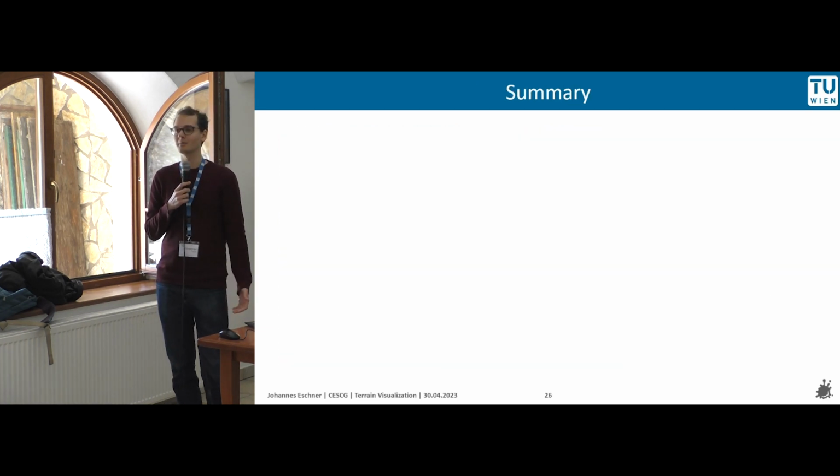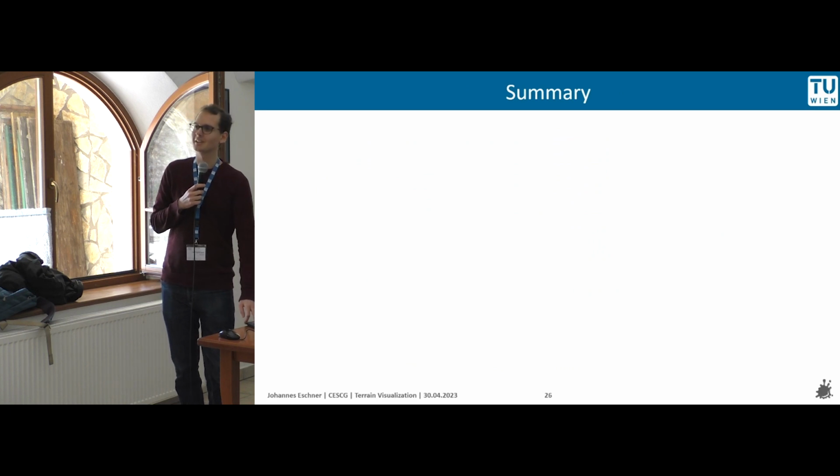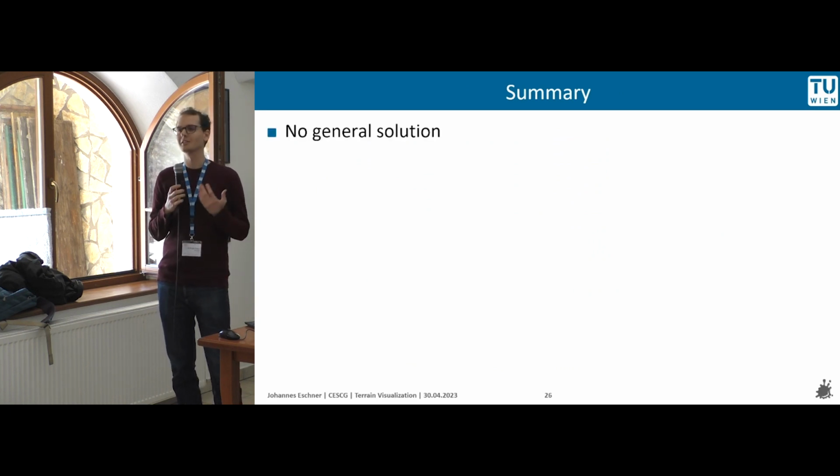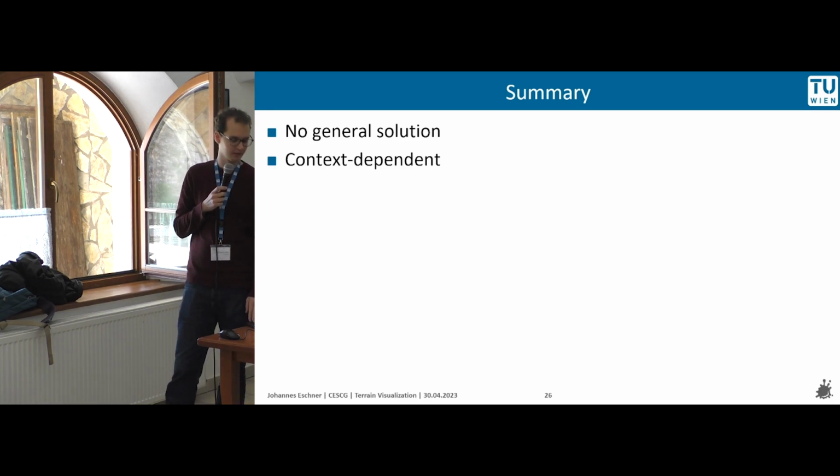And to summarize, what can you take away from this? There is no general solution for saying, okay, this is the best way to do visualization on 3D terrains, because it's always very dependent on the context, what you want to show. If it's very low density information that's localized, then maybe glyphs are the right thing to do. If it's more area-based, the overlay could be the way to go.